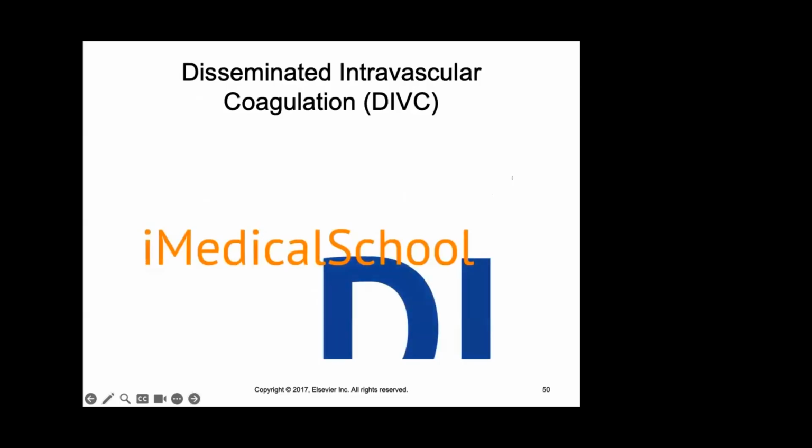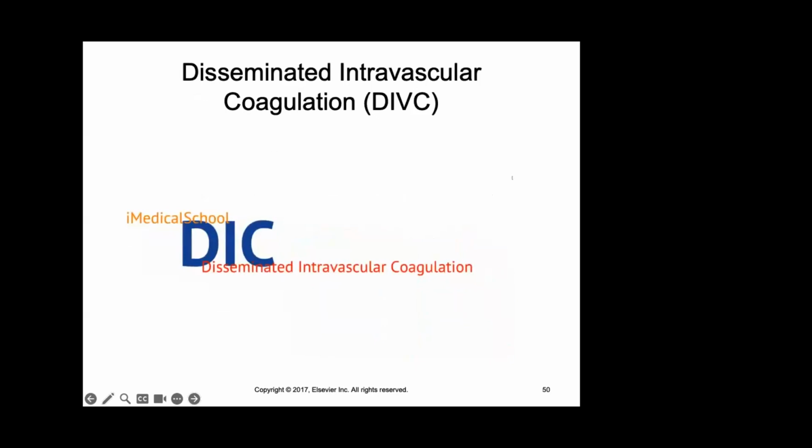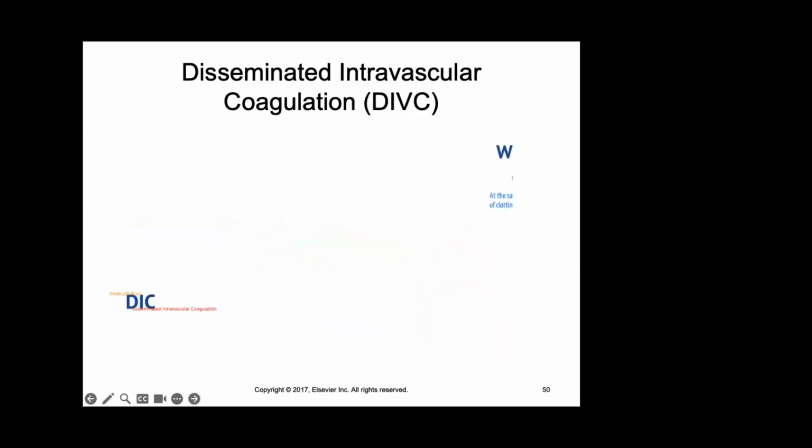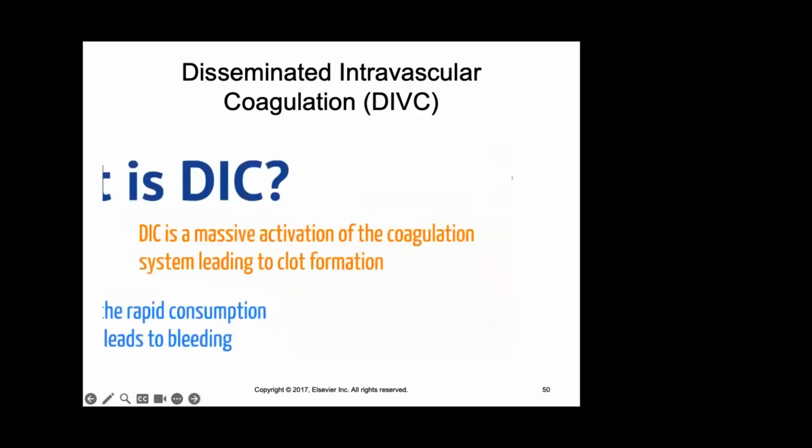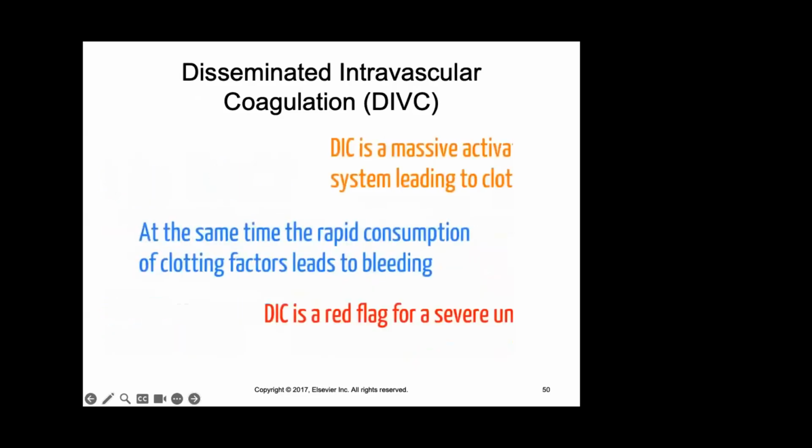Hey, this is Dr. K from iMedical School, and today we're going to talk about DIC, otherwise known as disseminated intravascular coagulation. So let's first start off to talk about what is DIC. DIC is a massive activation of your coagulation system, leading to multiple clot formations throughout the body, from macro to micro thrombi. At the same time, because your body is using up all these factors to create these clots, there are not enough clotting factors left to prevent your body from bleeding.